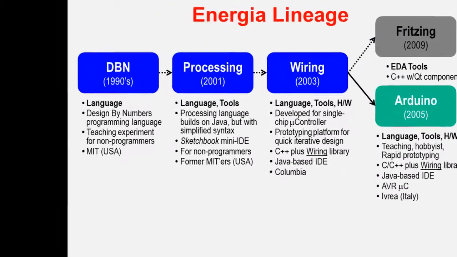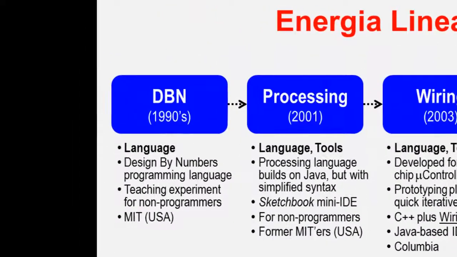So you can see that way back in the 1990s at MIT, there was a project called Design by Numbers. It actually was a language as well. This was a kind of, how do we get non-programmers, artists and people of that sort, programming? So it was really aimed at ease of use. It was a very high-level language, very simple, akin to what we're using with Arduino today.